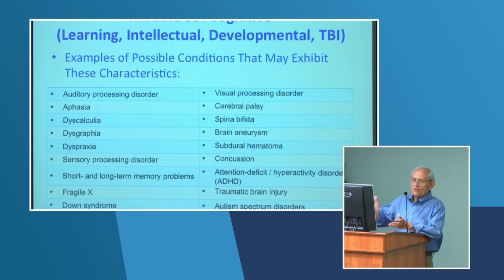Aphasia, obviously, often occurs after strokes. You can have auditory aphasia, which means you can't process words. You can have visual aphasia, where you can't process what you see. You have cognitive aphasia, which means you can't put the two together. You can't process them into words. Dyscalculia means you can't add, subtract, etc.